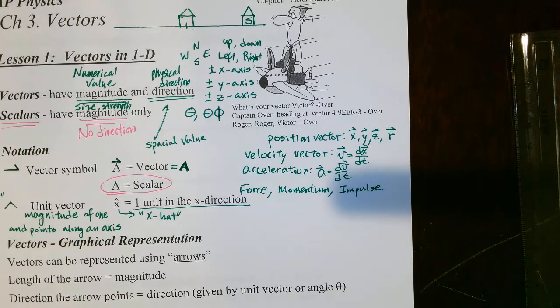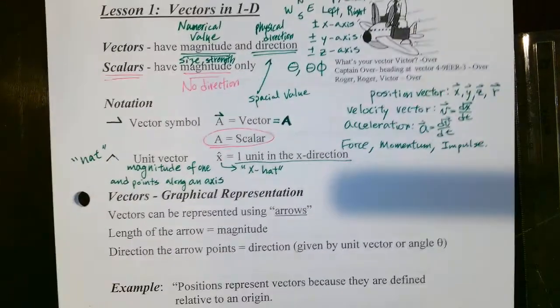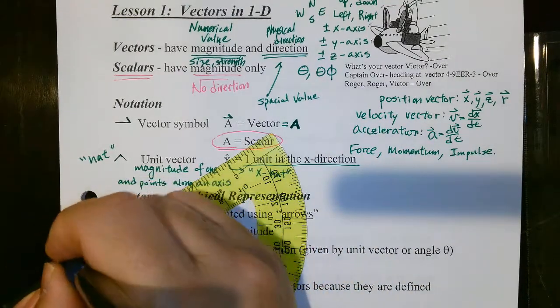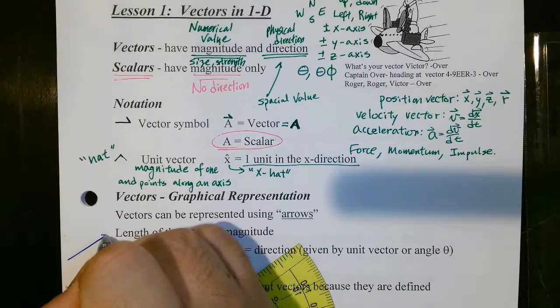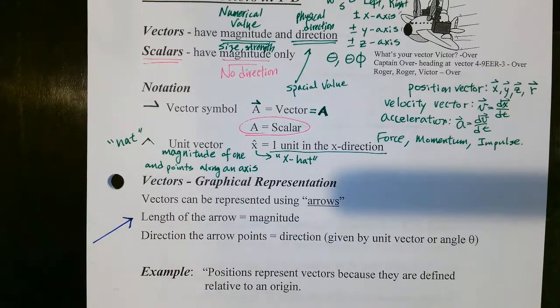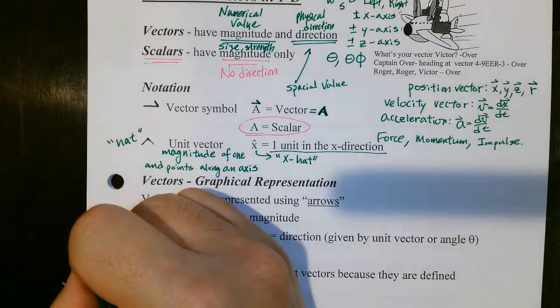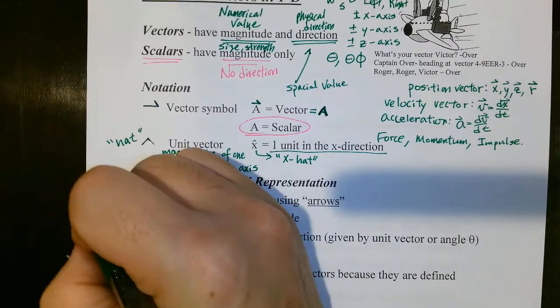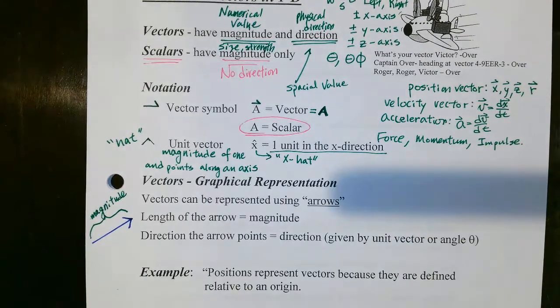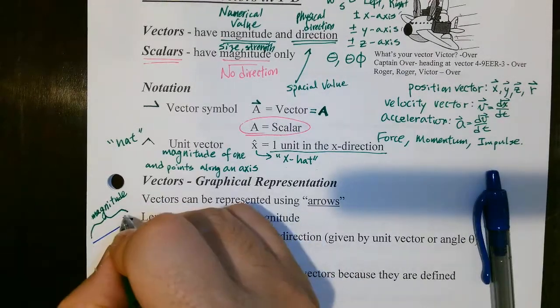Now, vectors can be represented graphically using arrows. Okay. So for example, if I were to have a vector, then I can represent that vector with an arrow, like so. And this arrow can represent three things in a vector. First, the length of an arrow represents the magnitude. So if it has a great magnitude, it has a longer length, right? So the longer the length, the greater the magnitude.